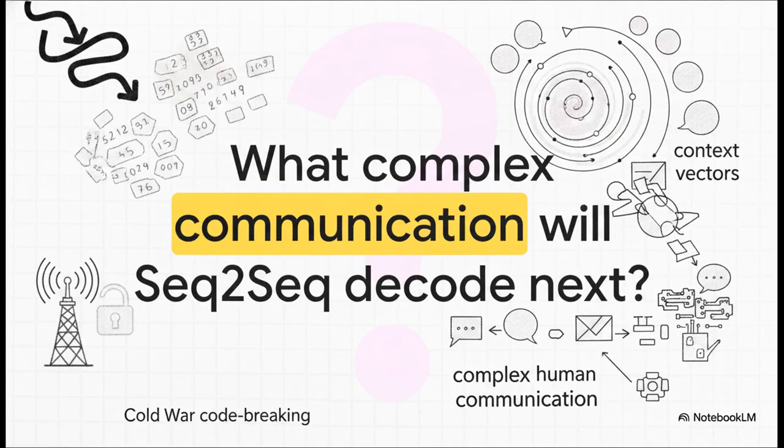Which leaves us with a pretty wild thought to wrap up on. We've seen how these models can literally pack the soul of a language into an array of numbers, and then decode it by exploring multiple futures at once. As these context vectors keep growing larger and those multi-layer RNNs get even better at grasping deep, subtle semantic vibes, what incredibly complex forms of human communication will these seq-to-seq models decode next? Honestly, the journey from Cold War code breaking to this elegant neural architecture just goes to show language is really just another puzzle waiting to be solved.